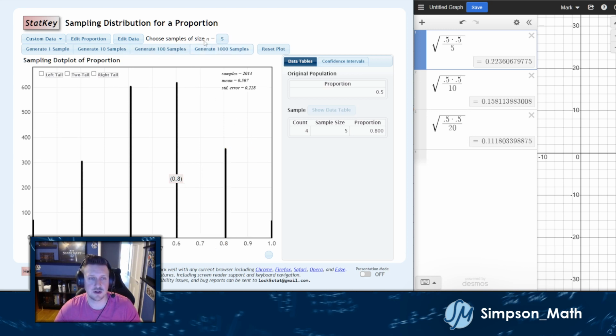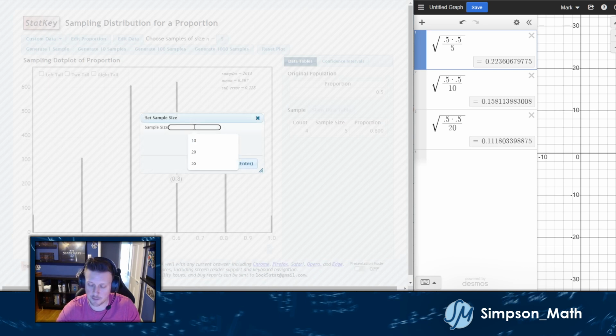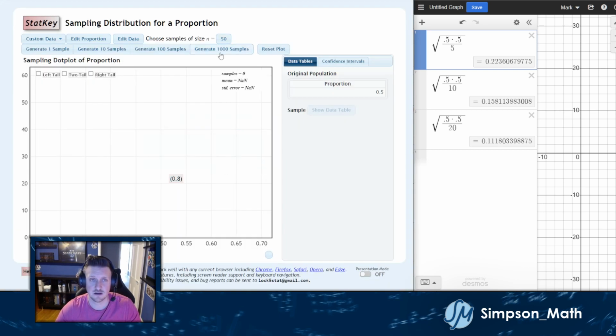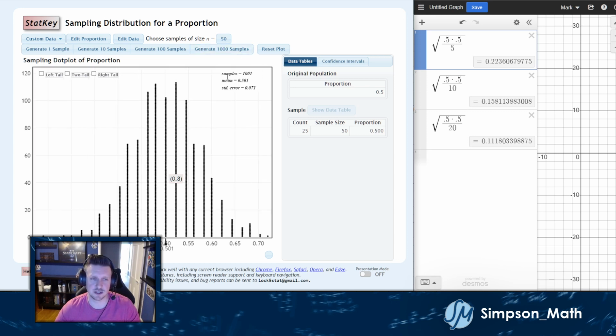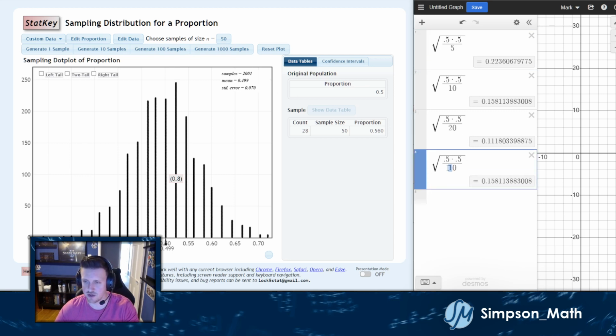But if I up it to a sample size of 50, so I said, hey computer, flip a coin 50 times, it says okay, and it did, and it got 23 heads. Do that a whole bunch of times. So it did, and let's see what I get. With sample size 50, my standard error here is 0.070, which lines up with my standard error formula. And the likelihood of getting 0.8 doesn't even happen. Out of the 2,000 times of doing it, I didn't even get it once.